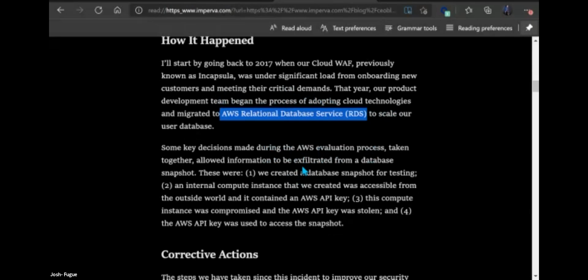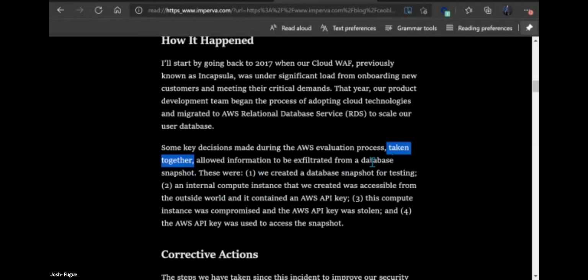If done properly, highly secure. Okay, but they moved to AWS RDS. Some key decisions were made during the evaluation process that, taken together, allowed information to be exfiltrated from a database snapshot. Remember I said that a lot of times these attack surfaces, these misconfigurations, are only understandable in context. And that's why these things taken together allowed it.